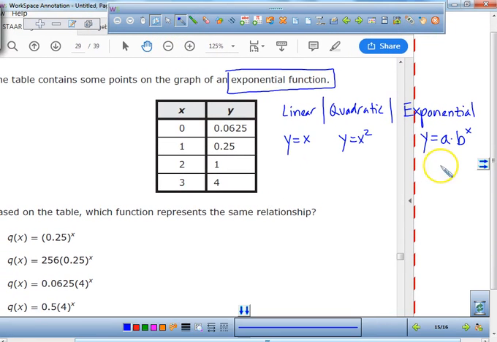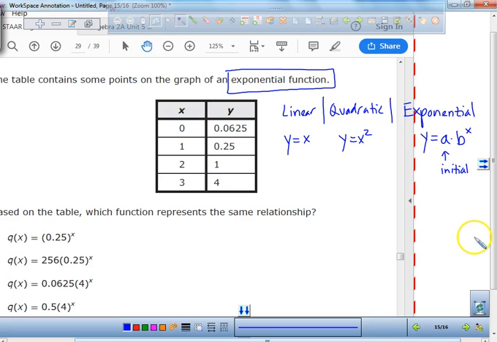So this is your initial value. Okay? What you're starting with. At 0, what are we starting with? 0.0625. That's your, by the way, it's always going to be right here, 0, a. When x is 0, that'll be your a value. Automatically, we know it's going to be this one. But I'm going to show you how to type it in. Get back to calculate. All right?